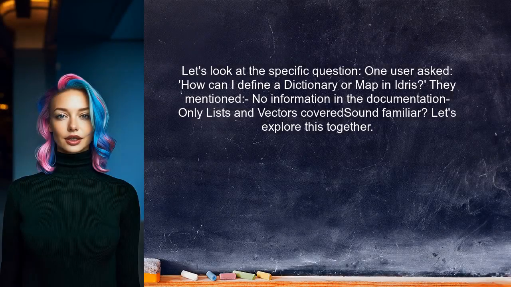So let's look at the specific question at hand. One user recently asked, "How can I define a dictionary or map in Idris?" They mentioned that they couldn't find any information in the documentation, which only covers lists and vectors. Sound familiar? Let's explore this together.